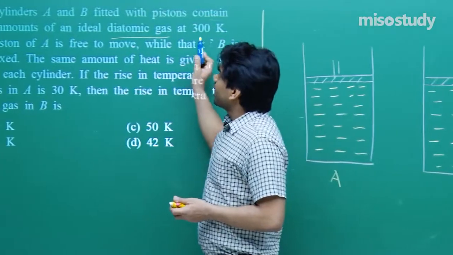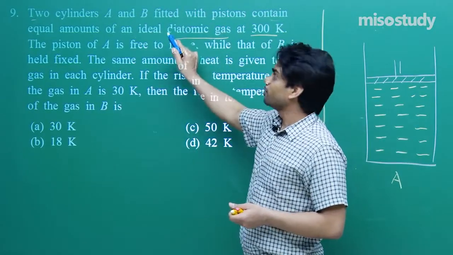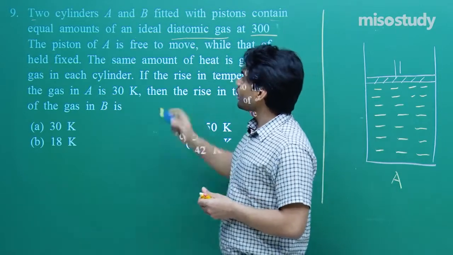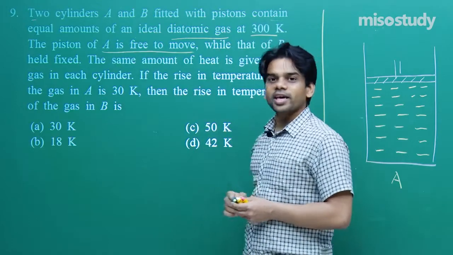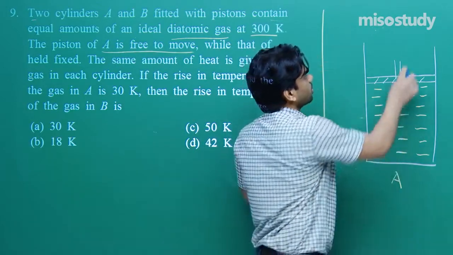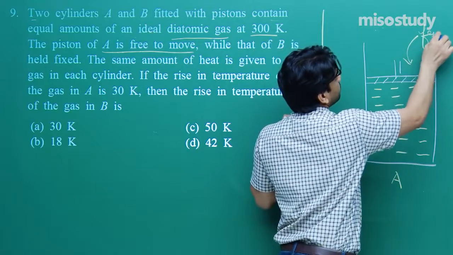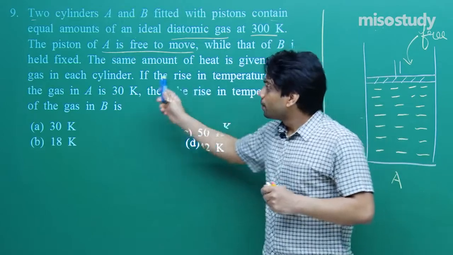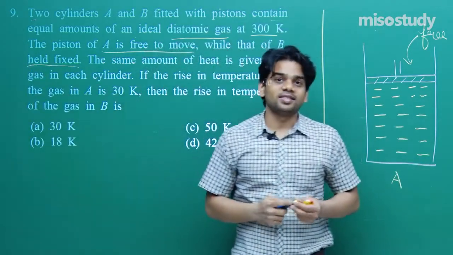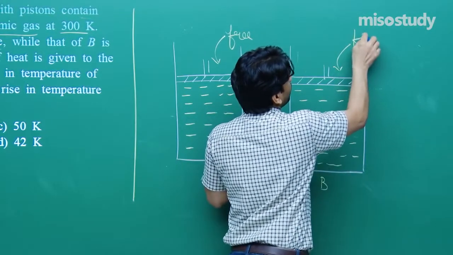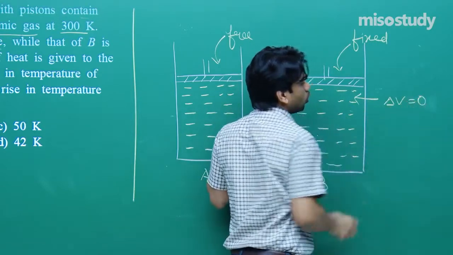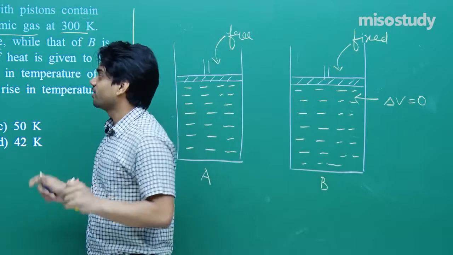Now you see what is required in the question. Two cylinders A and B fitted with pistons contain equal amount of an ideal diatomic gas at 300 Kelvin. The piston of A is free to move. This can freely move. Next, while that of B is held fixed. B is held fixed, that means its volume will remain constant. Delta V is equal to 0, volume will never change, it's fixed. So that's why I have written delta V is equal to 0.